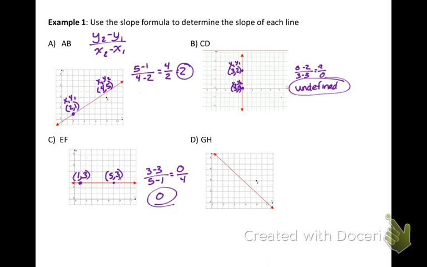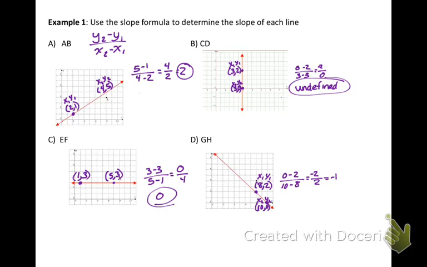Let's look at D. I have this point right here, that's 10, 0. And I'm going to say this one, 8, 2. So this is x1, y1, x2, y2. Does not matter which one's the 1 and which one's the 2, but you do it. So you're going to go 0 minus 2 over 10 minus 8. So it would be negative 2 over 2, which would be negative 1.